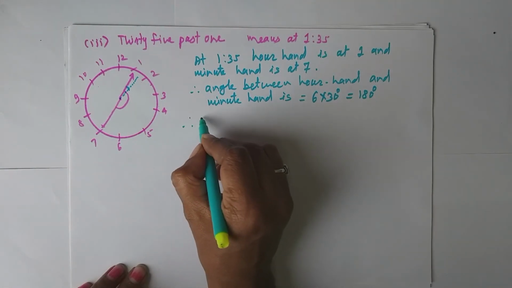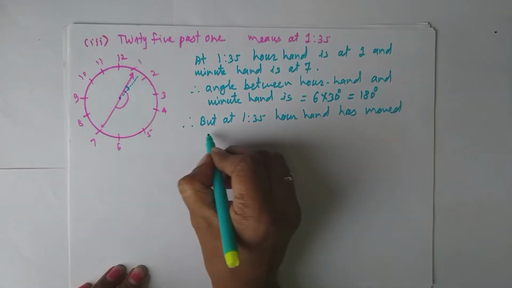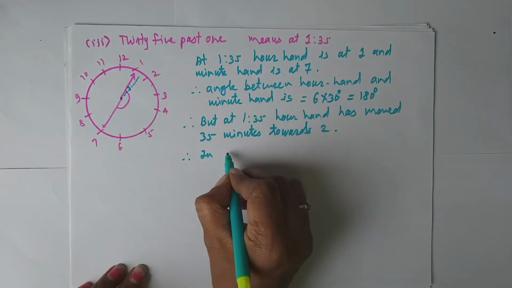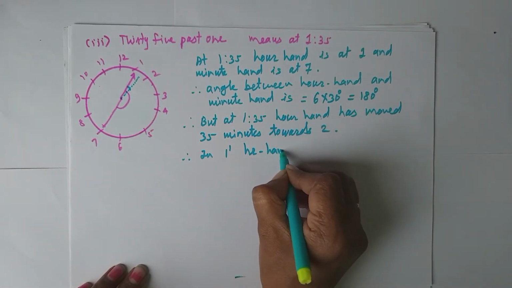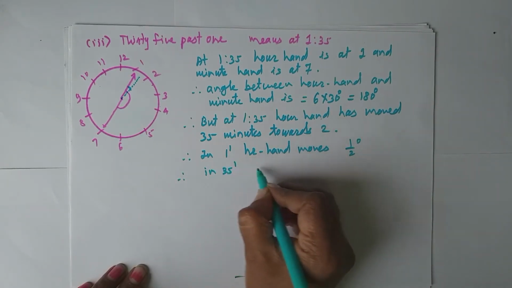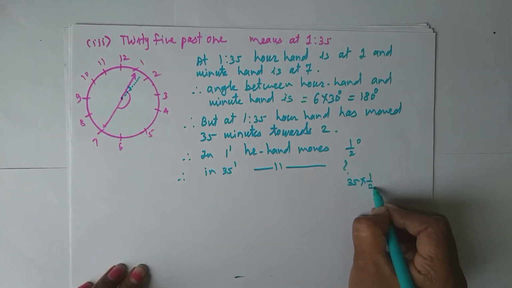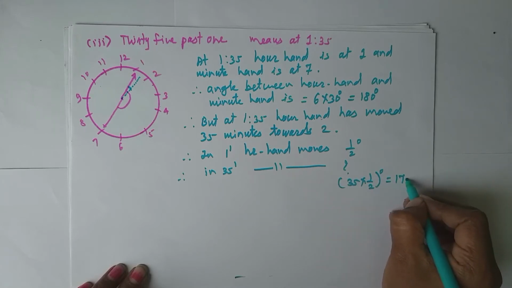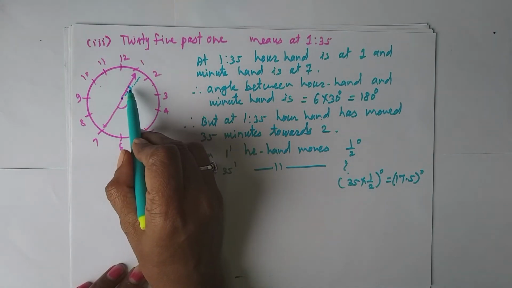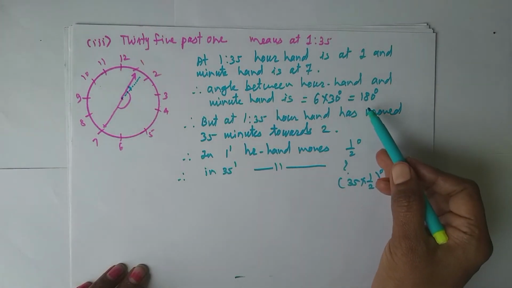Okay. Therefore, you write down, but at 1:35 our hand has moved 35 minutes towards 2. We know that in 1 minute our hand moves half degree. Therefore, in 35 minutes our hand moves how many degree? 35 into half. That is 17.5 degree. Means in 35 minutes our hand moves 17.5 degree. Means I have to subtract this 17.5 from 180 degree.